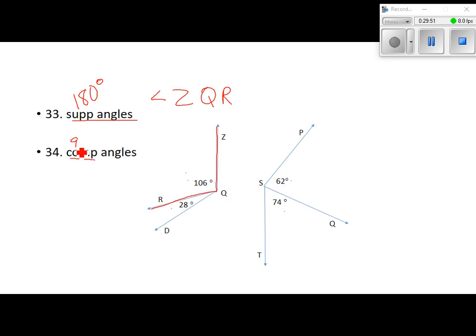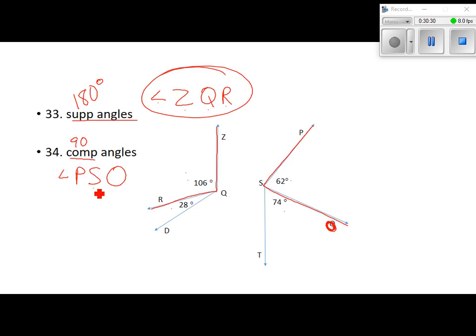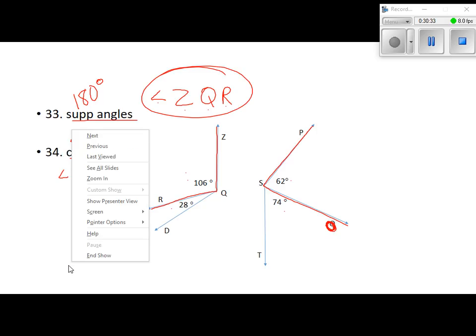Next one says complementary. Make sure you name using the angle symbol and three letters. Complementary means they add up to 90. I'll give you another hint on this one. There are two angles in this picture that add up to 90. One of them is angle PSO. I think that should be an O, not a Q. That's supposed to be an O there. And then you have to find the other angle that along with angle PSO adds up to 90.